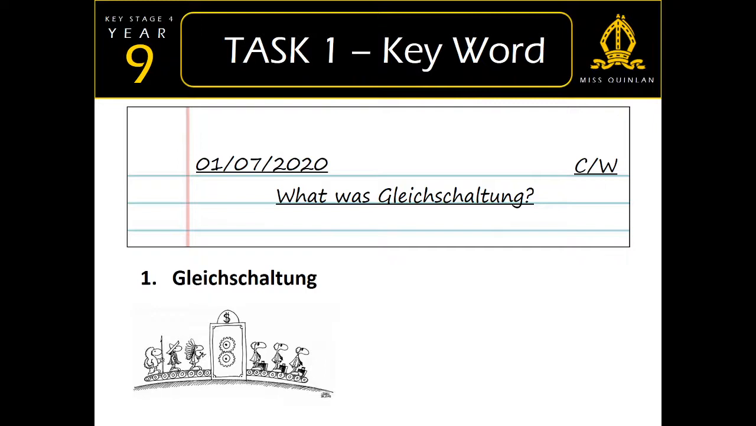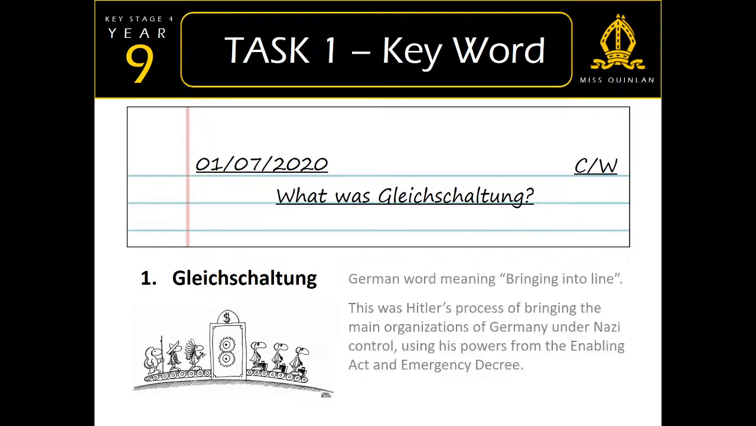They need to be brought into line, and that is what today's keyword means. Gleichschaltung. It means bringing into line. Effectively, this is Hitler's process of bringing the main organisations in Germany under Nazi control.